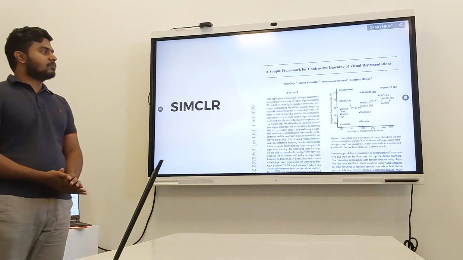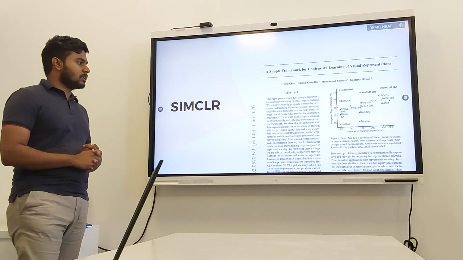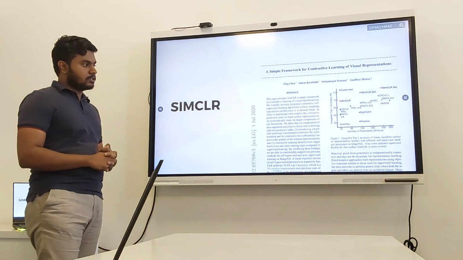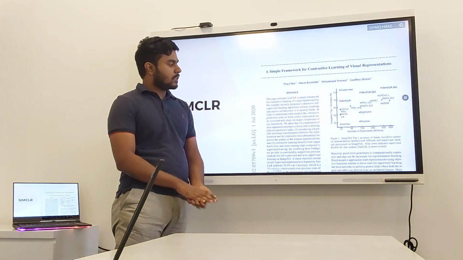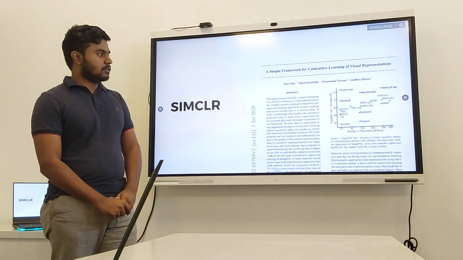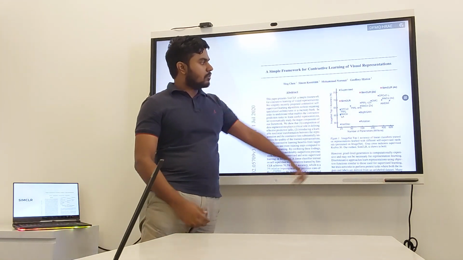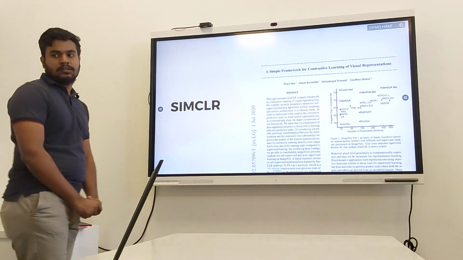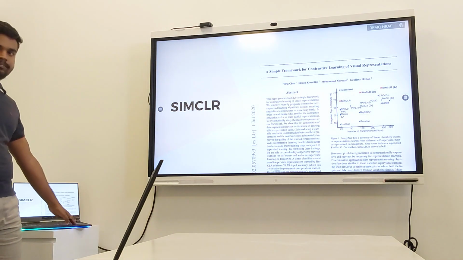When it comes to SimCLR, it uses self-supervised learning on the ImageNet dataset. As you can see, the SimCLR model already outperforms the previous self-supervised learning algorithms, also reaching the level of supervised learning accuracy with the increase of the width of the network.